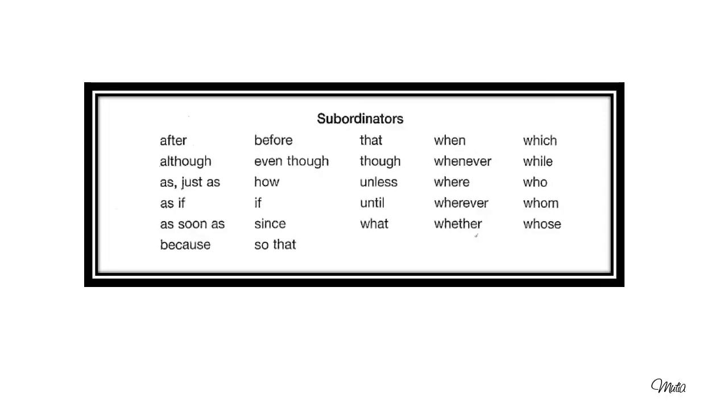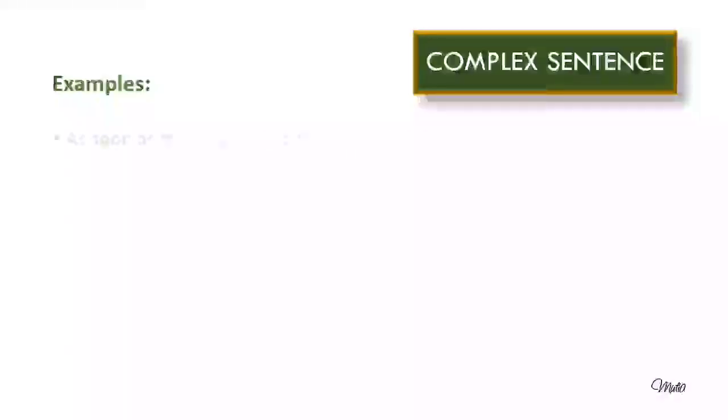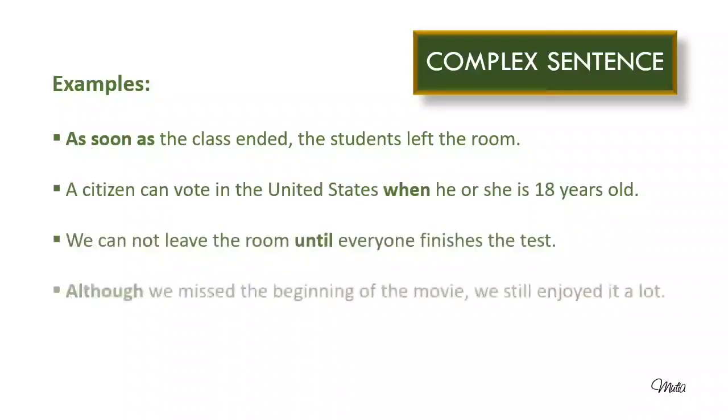Some other examples of complex sentences are: as soon as the class ended, the students left the room. A citizen can vote in the United States when he or she is 18 years old. We cannot leave the room until everyone finishes the chess. Although we missed the beginning of the movie, we still enjoyed it a lot.